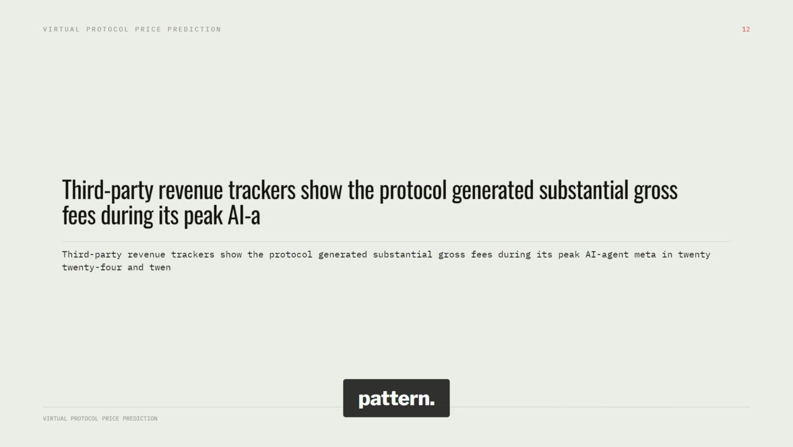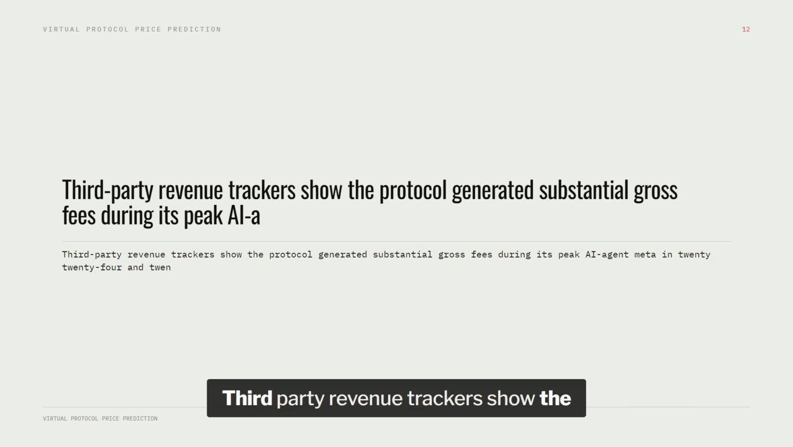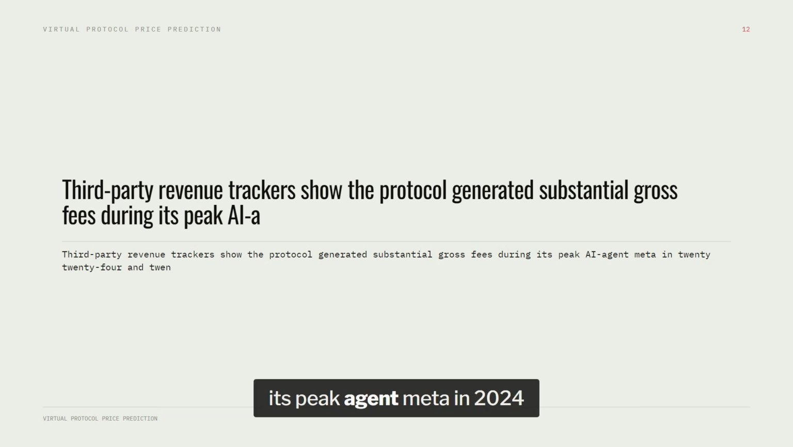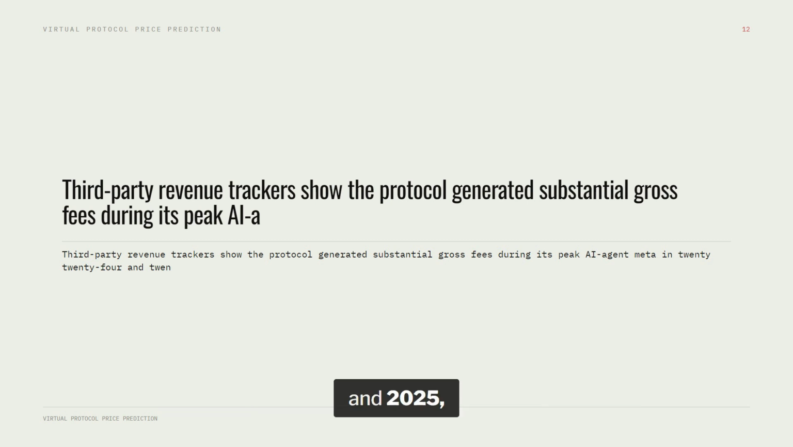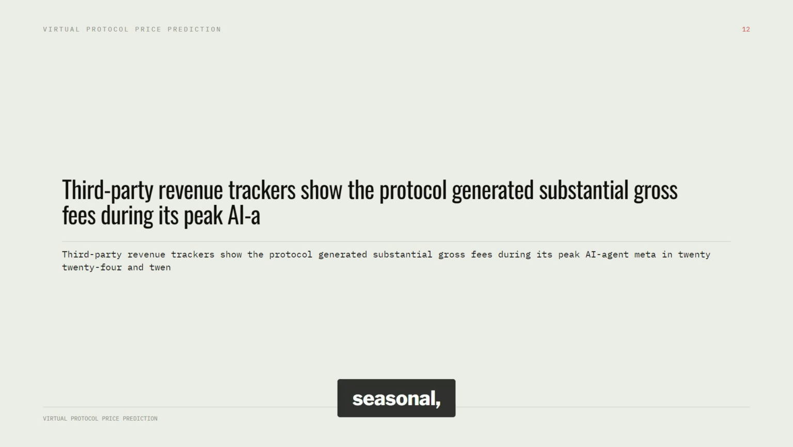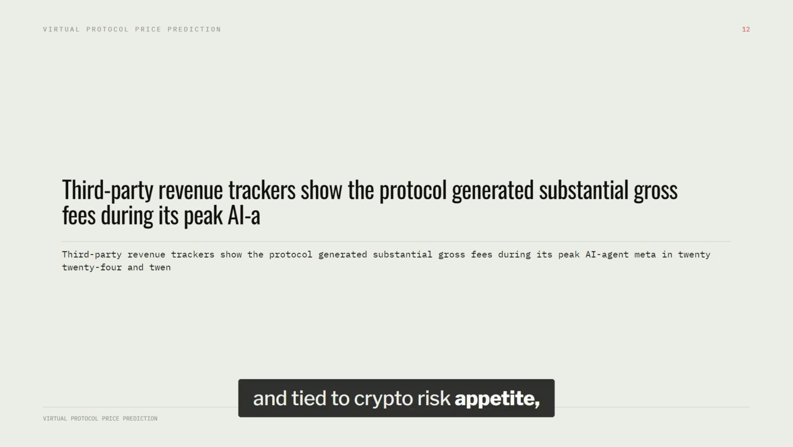Third-party revenue trackers show the protocol generated substantial gross fees during its peak AI agent meta in 2024 and 2025, tens of millions of dollars in some months, with lower figures in 2026 as the broader agent launch frenzy cooled. That matters for prediction talk. Revenue and activity are volatile, seasonal, and tied to crypto risk appetite, not a smooth exponential line.